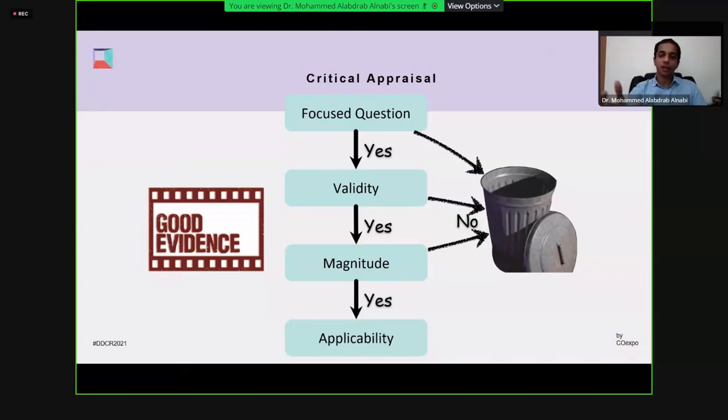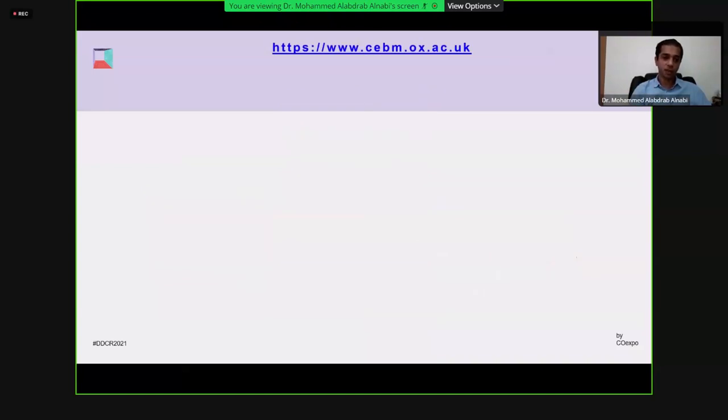If you go to this website, the Center for Evidence-Based Medicine in the UK, there are many websites with worksheets on how to do critical appraisal, but this particular website is something I love. I learned on it in residency, and I continued using it now as a staff. In the CEBM website, for example, for therapeutic studies, they have ready-made worksheets, and they continuously update and upgrade these worksheets.